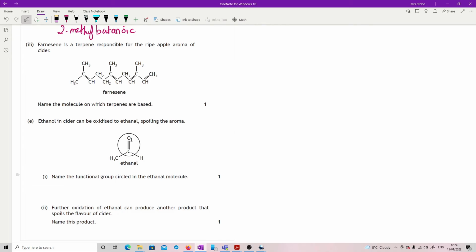Farnesene is a terpene responsible for the ripe apple aroma of cider. Name the molecule on which terpenes are based. You're going to get the mark if you say isoprene, just as a straight, that's the units that make it. It says name, so I think I would be probably better with 2-methylbuta-1,3-diene, but whichever gets you the mark. What you can't do is just draw it, because if you draw it, you're not naming it.